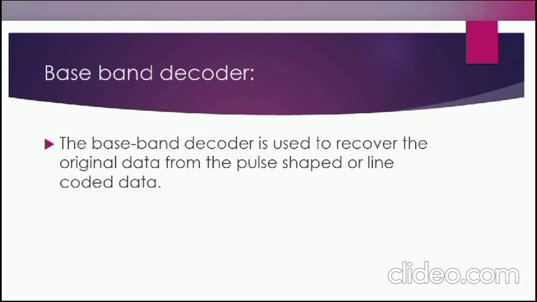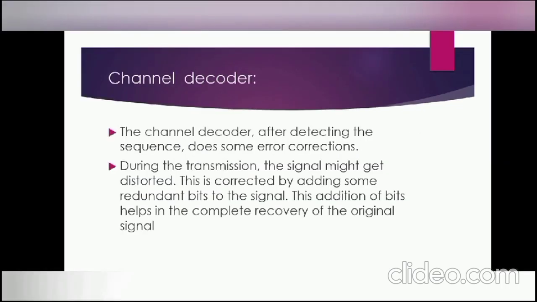Baseband decoder. The baseband decoder is used to recover the original data from the pulse shaped or line coded data. Channel decoder. The channel decoder, after detecting the frequency, does some error correction. During the transmission, the signal might get distorted. This is corrected by adding some redundant bits to the signal. This addition of bits helps in the complete recovery of the original signal.